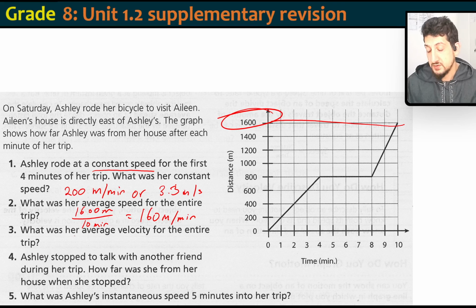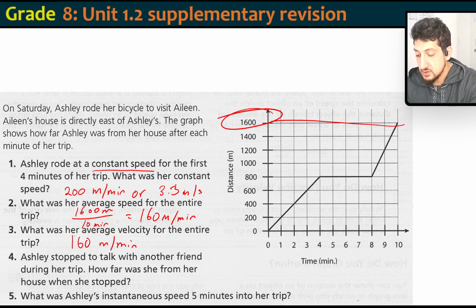What was her average velocity for the entire trip? Well, remember, this is a bit of a trick question because speed and velocity are closely related, except the only difference is that velocity has a direction because it's a vector, while speed is a scalar. It doesn't have a direction. So if I'm traveling at 20 meters per second, that is my speed. If I'm traveling at 20 meters per second north, then that is my velocity. In this case, it's going to be exactly the same, 160 meters per minute, except Ashley's house is directly east. So it's going to be 160 meters per minute east.